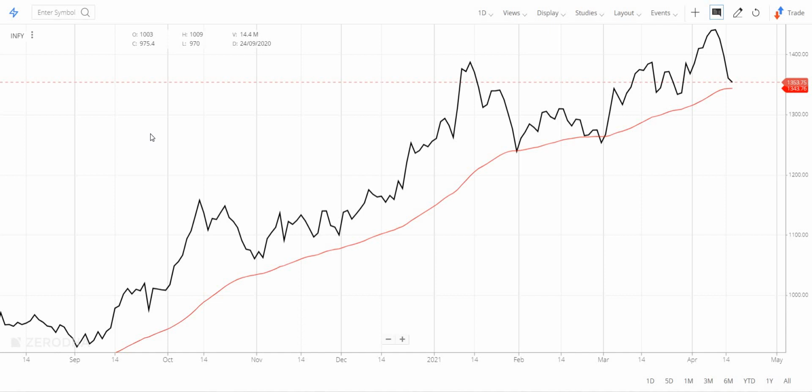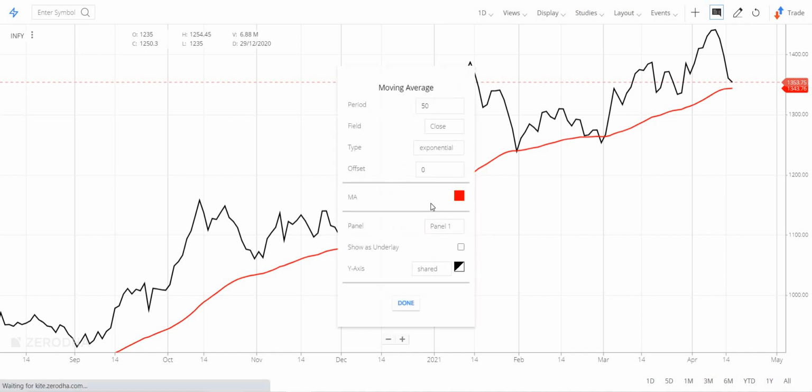Okay, now you can use simple or you can use exponential, whatever you like. Right now we'll try both exponential as well as simple. So let's put first a 10-day exponential moving average. Okay, so let's change the setting of this moving average. Edit settings, and this is the Infosys daily chart.